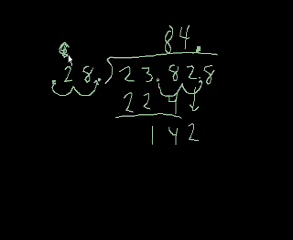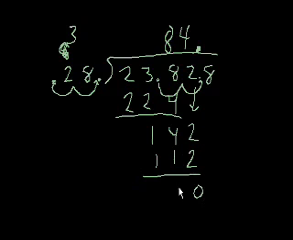4 times 8 is 32. And 4 times 2 is 8, plus 3 is 11. 2 minus 2 is 0. 4 minus 1 is 3. Interesting. So it turns out that my remainder here is larger than 28. So I actually could have divided 28 into 142 one more time. So let me go back and change that.